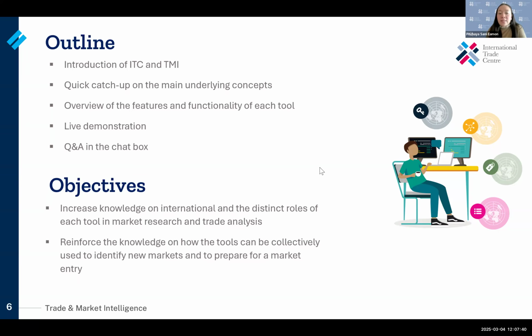The objective is really to increase your knowledge of international trade and the distinct roles of each tool in market research. Then we will reinforce the knowledge on how the tools can be used collectively.